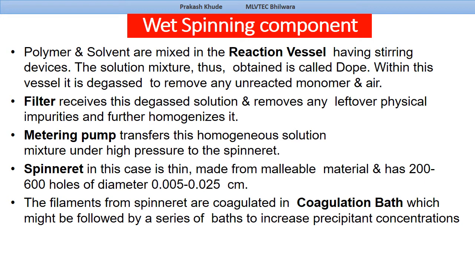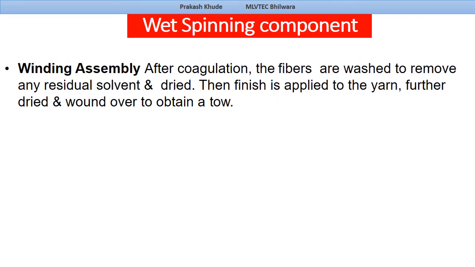So the coagulation bath is the major part here, where all the solvent which has been used is removed. After that we have the winding assembly. After coagulation the fiber has to be washed to remove any residual solvent which has been left, and needs to be dried, and finally we apply whatever spin finish we need. Then drying of that filament takes place, and finally winding of your tow takes place.